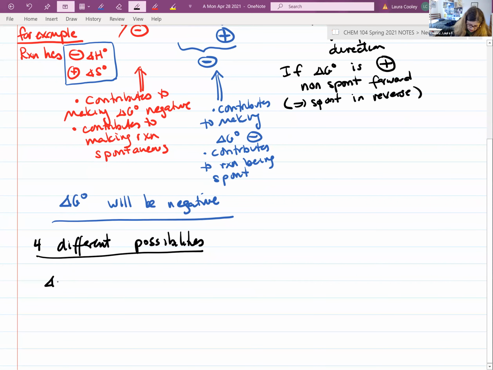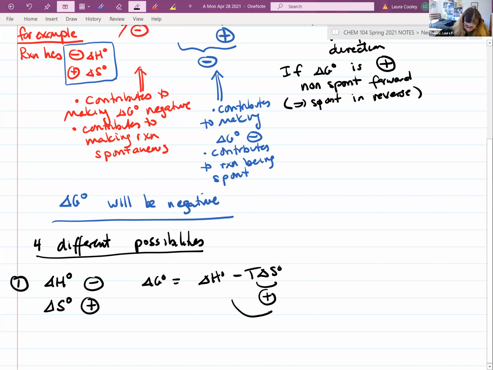We can have delta H0. So here's one of them, the one we just did. Delta H0 is negative, delta S0 is positive. That's the example we just did. And what we saw is that this being positive, this will be negative, and the delta H is negative.